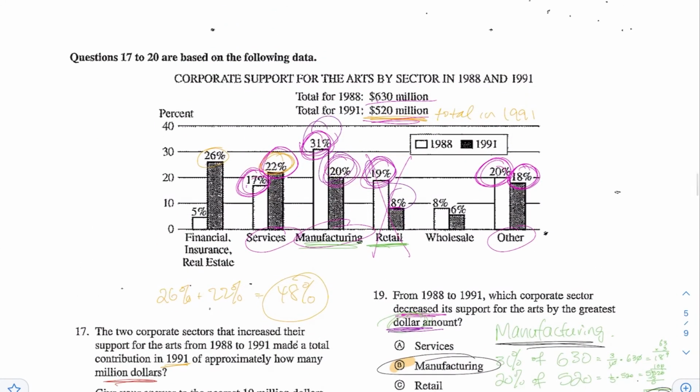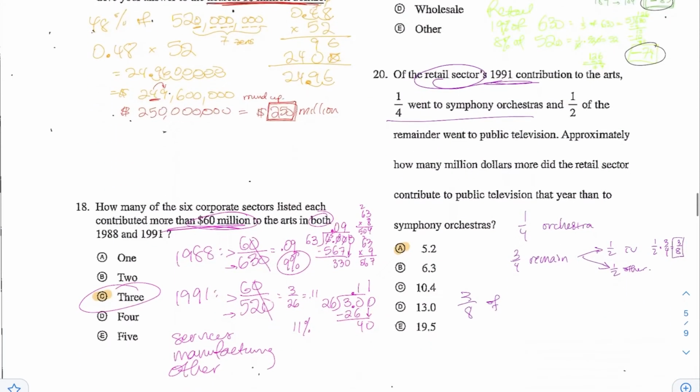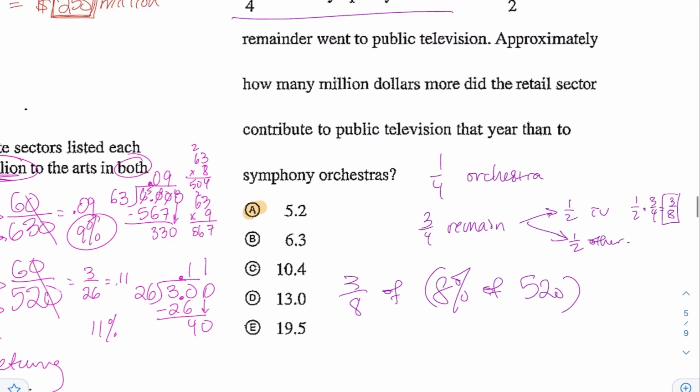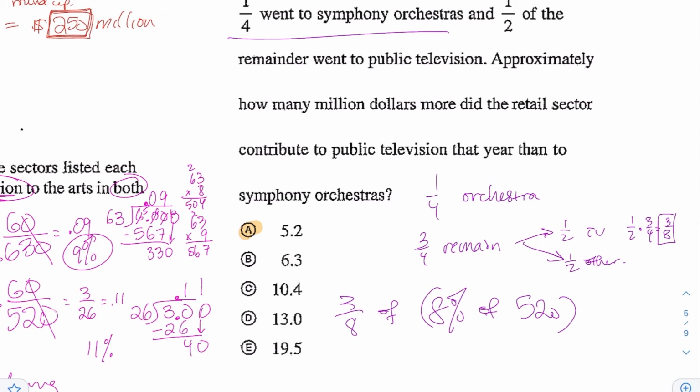So retail in 1991, that's 8% of this 520 total. So you're looking for 3/8 of 8% of 520. It's going to be 3 over 8 times 8 over 100 times 520. One of the zeros will cancel out. And from here, you know that one of the 8s will also cancel out. And you have 3 times 52 over 10.